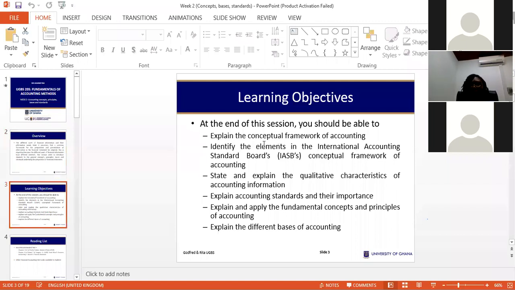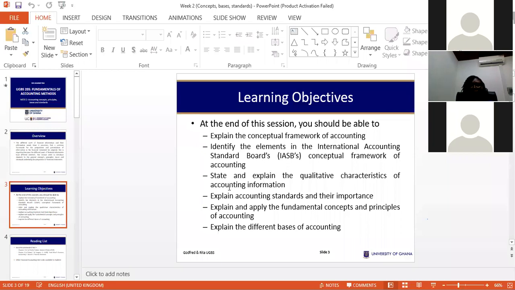So for today's learning objectives, I expect that at the end, students will be able to explain the conceptual framework and identify the elements within the conceptual framework that has been put together by this body, the International Accounting Standards Board, okay, and this body seeks to put these things together where there are challenging issues in the area of accounting. This group goes back to the framework, looks at the challenging issues and brings out guidelines for all accountants to follow. So it's a very important group, the International Accounting Standards Board.